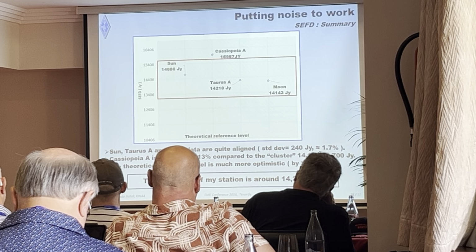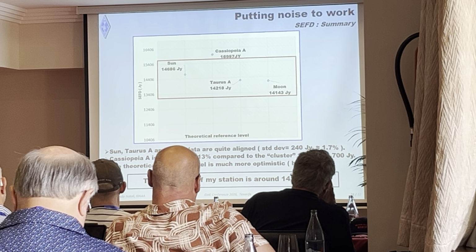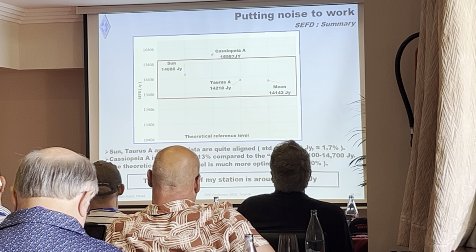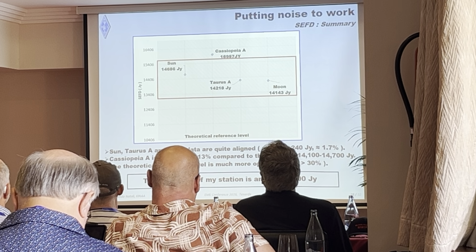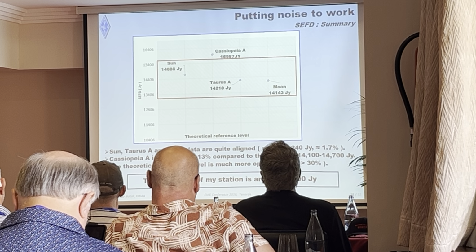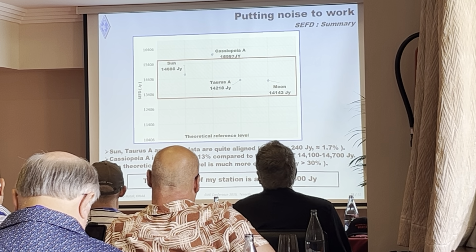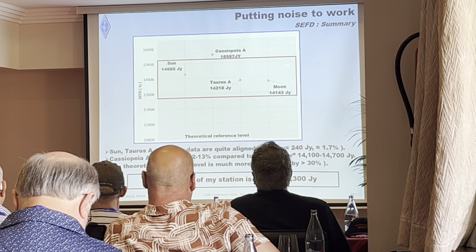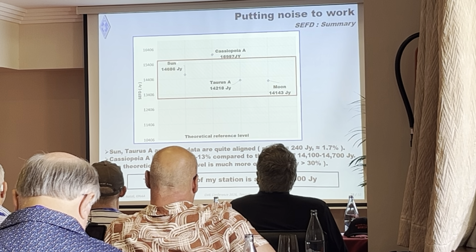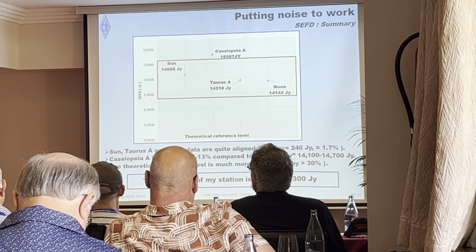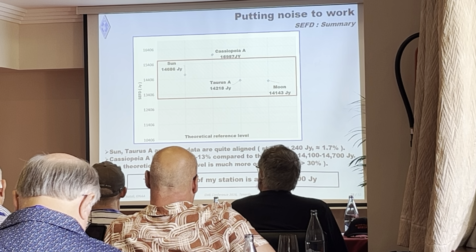So the theoretical SEFD of my system, which I calculated by putting in the equivalent noise temperature, the noise figure of the preamplifier and so on, was 10,406. That was the theoretical SEFD of my system. However, measuring it, I have a cluster of objects like Sun, Taurus, and Moon that are very, very close, 1.7%, so a pretty good number, which means the number is consistent. And then I have Cassiopeia that is much, much worse. Remember that the lower the better.